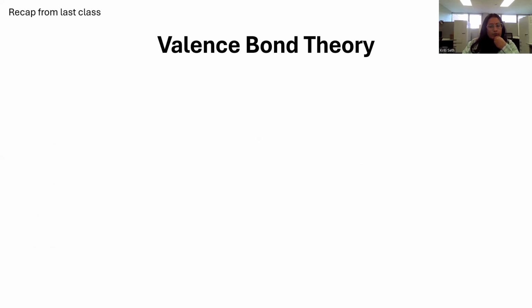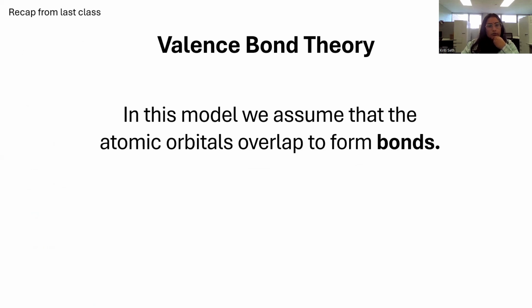In the last lecture, we talked about valence bond theory, right? So, just a recap from last class. According to the valence bond theory, it's a model to explain bonding in molecules. Atomic orbitals overlap to form bonds.